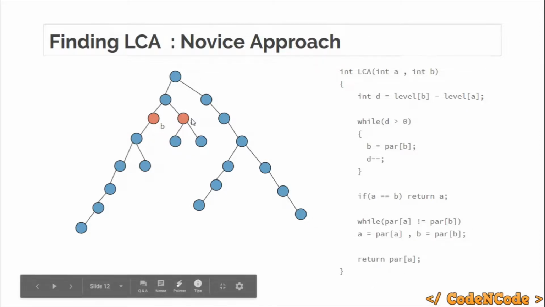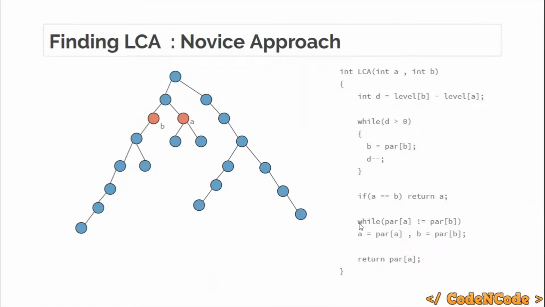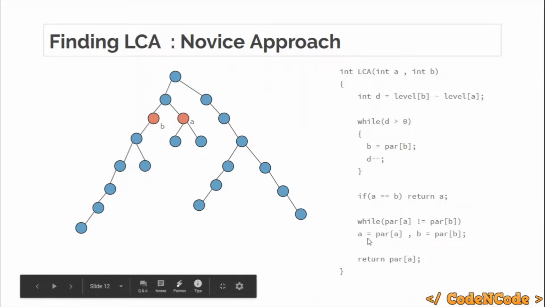You could have also run the while loop while A is not equal to B. That would have done the same trick. While A is not equal to B, A is equal to parent of A, B is equal to parent of B, and then finally return either A or B.